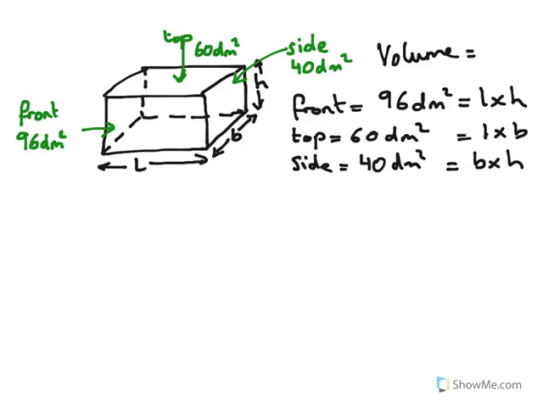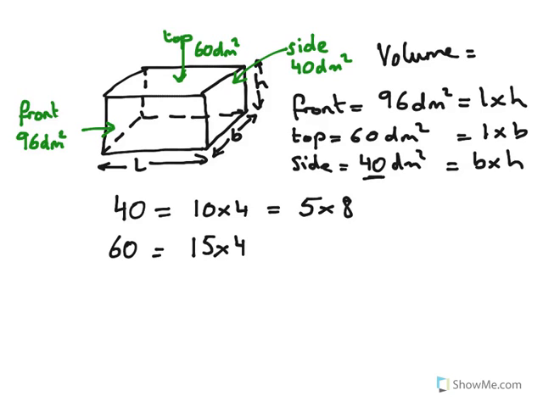So what we could do is look at some different numbers here. If we look at the number 40, we can think of how 40 is made up. Well, it could be made up by 10 by 4. It could also be made up by 5 by 8. Let's look at 60 then. Well, 60 could be made up by 15 times 4. It could also be made up by 6 times 10. How else could we make 60? It could be 3 by 20.